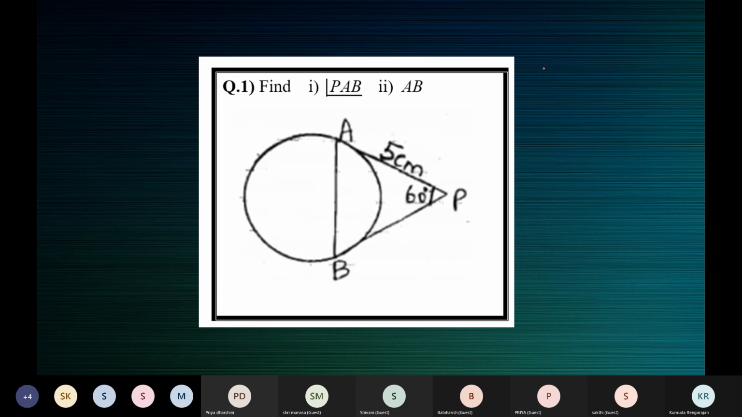So we said PA is equal to PB. Tangents from an external point of the circle are equal. So PAB is an isosceles triangle, which means angle PAB is equal to angle PBA. And by angle sum property, the sum of these two angles is 120 degrees because 180 minus 60 is 120. So each is 60 degrees because they're equal. Now it's an equilateral triangle. The measure of angle PAB is 60 degrees, and the length of AB is 5 centimeters because all sides are equal.